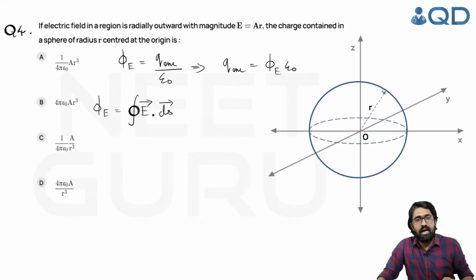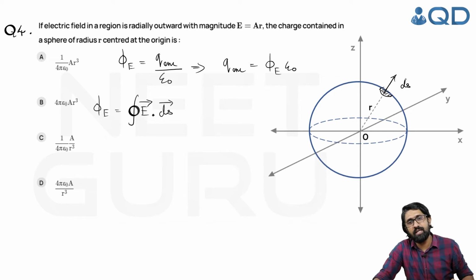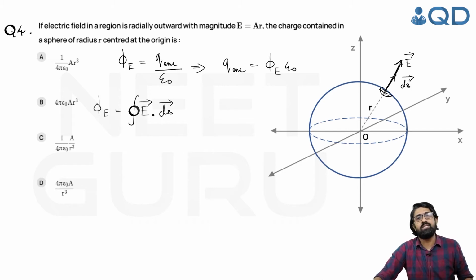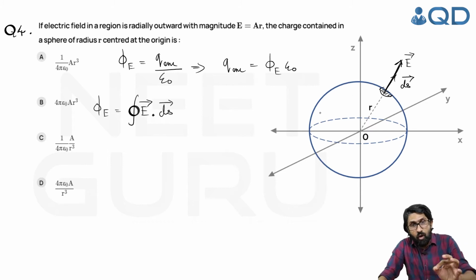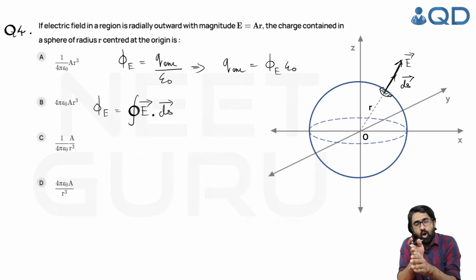Now, I'll take a very small area element here, and that area element will have an area vector ds vector that is radially outwards, and the electric field intensity vector at that particular point for that area element would also be radially outward. That is given in the question. At all points in the region, the electric field is radially outwards. So we have E and ds coinciding, and that is true for all the points on the surface. Anywhere on this spherical surface, E and ds will always be making an angle 0 degrees between them.